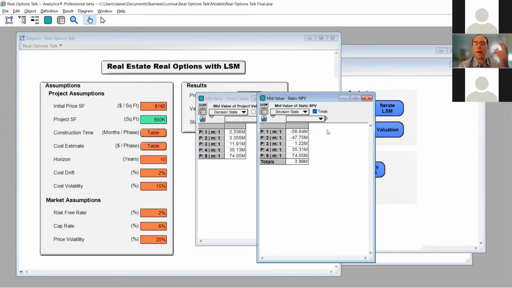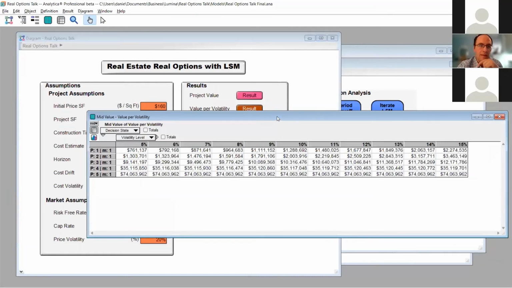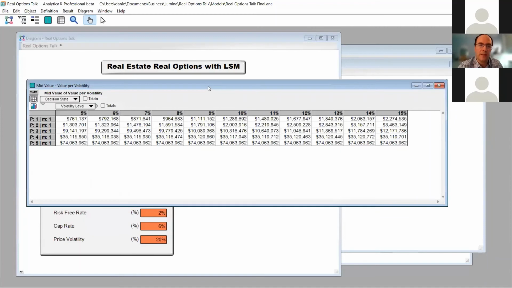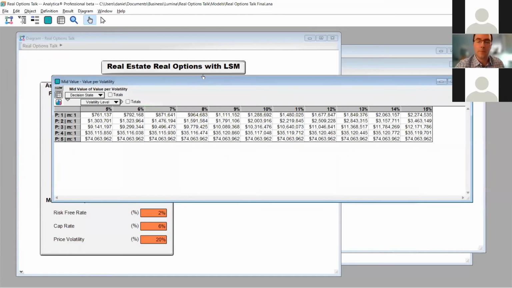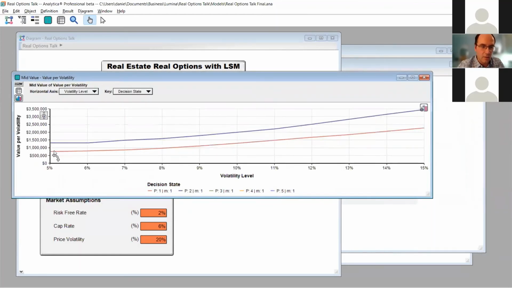So the question is, where is this value coming from? So what I did is we can look at the impact of volatility on this model. I just looked at cost volatility, but we have two sources of volatility, both cost volatility and price volatility. And we could correlate those, which I didn't do, but in a more realistic model, you might want to do that. And looking at the chart, let's just look at the first period.